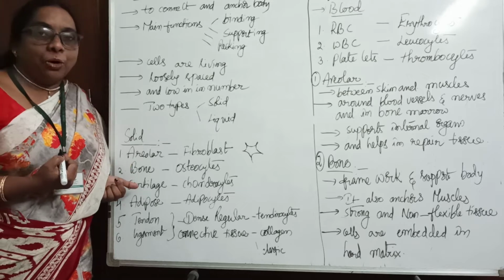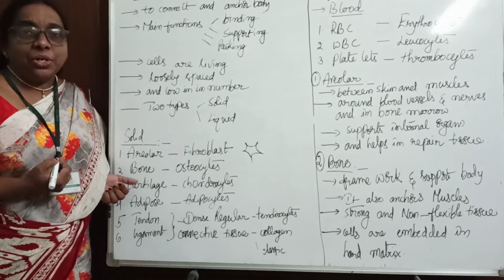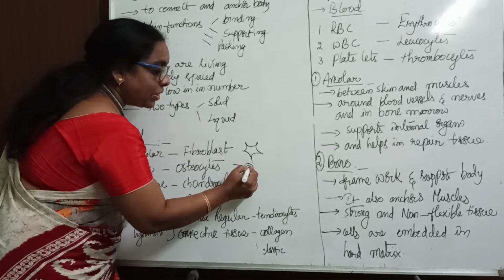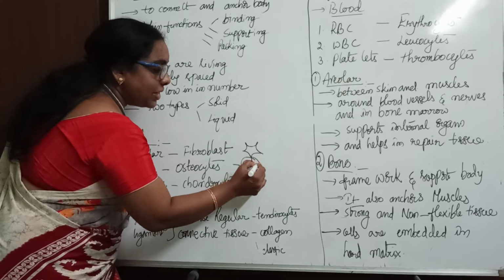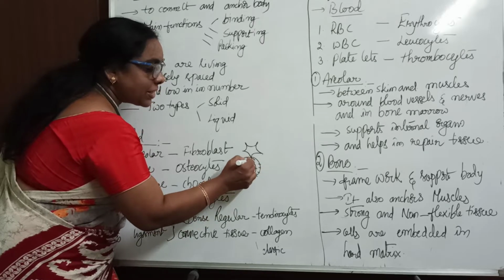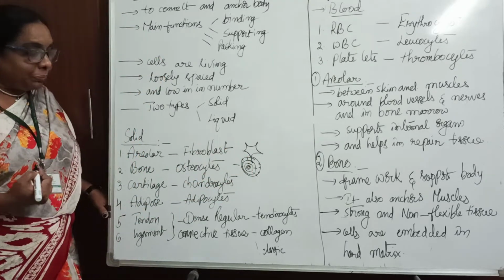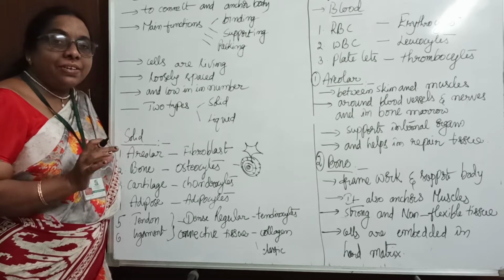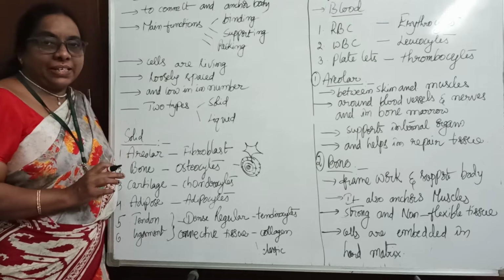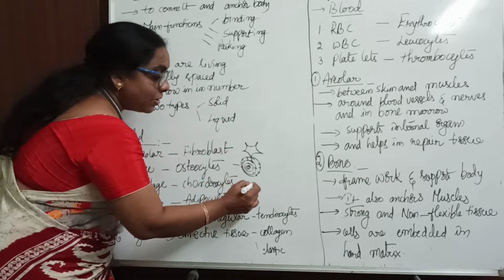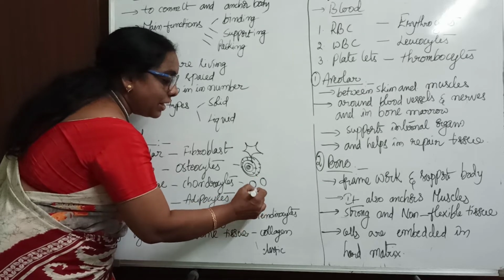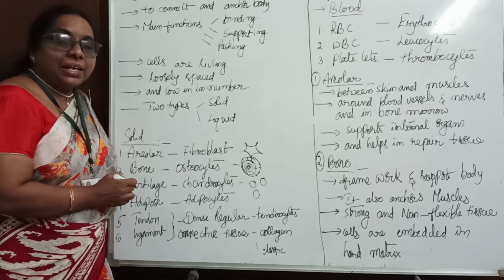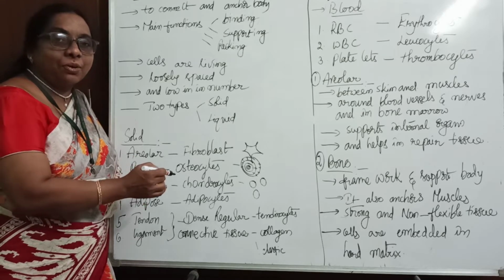Next one, bone. It is a very hard type of tissue. The cells present in bone are called osteocytes. If you go for the cross section of the bone, we can see the structure of the osteocytes. Next one, cartilage. The cartilage tissue has cells called chondrocytes. Mostly they are round, widely spaced inside the tissue. The cells present in the cartilage are chondrocytes.